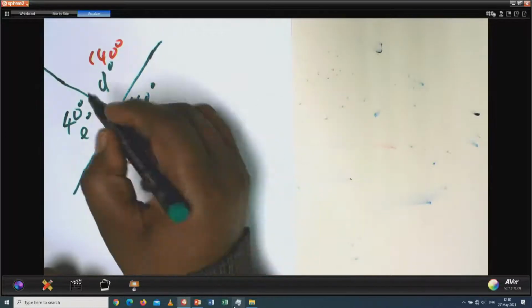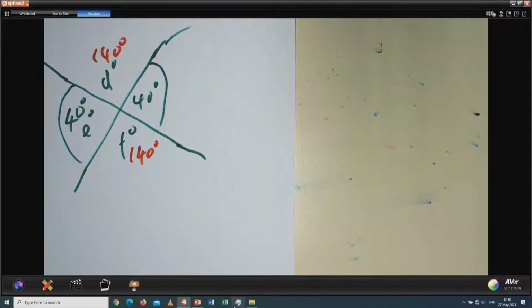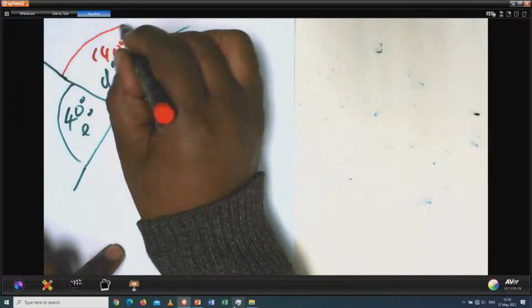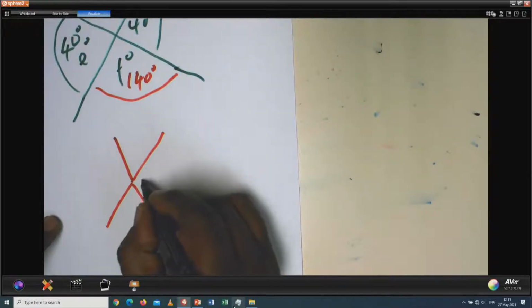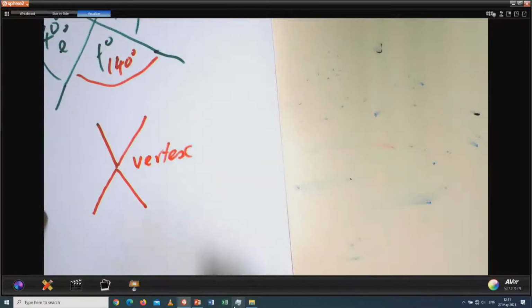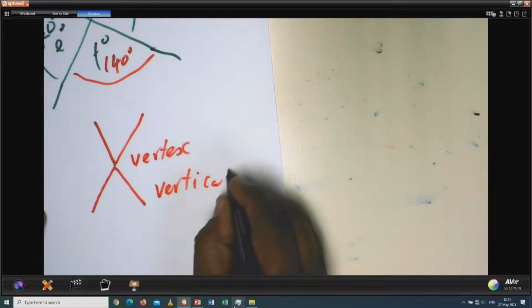Please observe something. This angle is now equal to that one. Right? 140 degrees equals 140. Now the question is, what is the relationship? Do you still remember our vertex? They've got a common vertex. And the reason thereof is called vertically opposite.